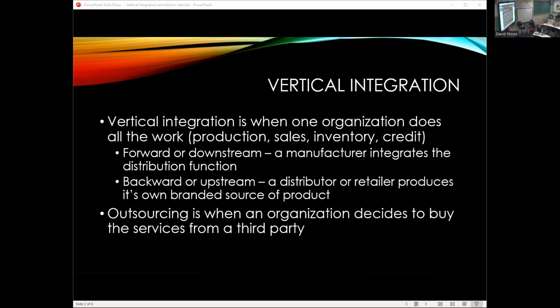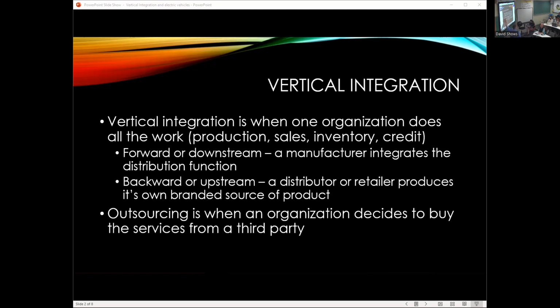So what I'm going to first do is this. I'm going to kind of guide you through how to consider thinking of the position paper. And so we're going to talk about the basic concepts that we have again. So vertical integration, as we talked about, is when one organization does all the work: production, sales, inventory, credit.